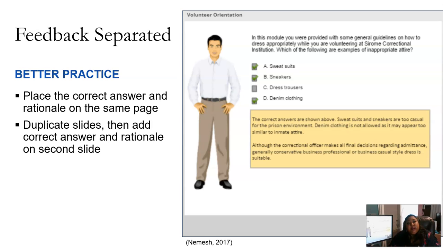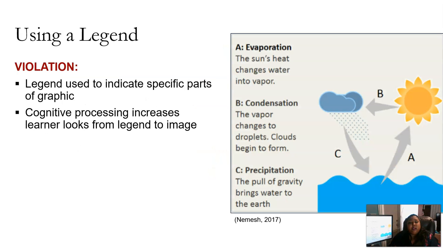If you're working in PowerPoint, consider duplicating the slides of the first answer and then adding the correct answer and rationale on the second slide, similar to what I've done in the presentation here. Our second violation is using a legend.